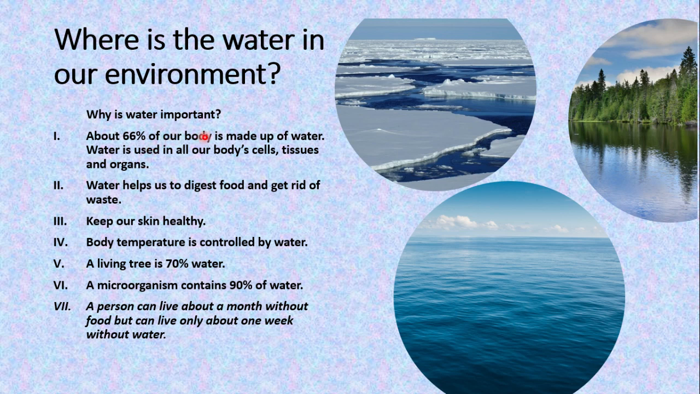About 66% of our body is made up of water. Water is used in our body cells, tissues and organs. It helps us to digest the food and get rid of waste. Water also keeps our skin healthy and maintains the body temperature. A living tree is about 70% water. Similarly, a microorganism contains 90% water.